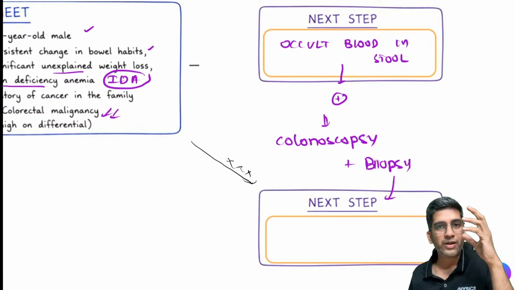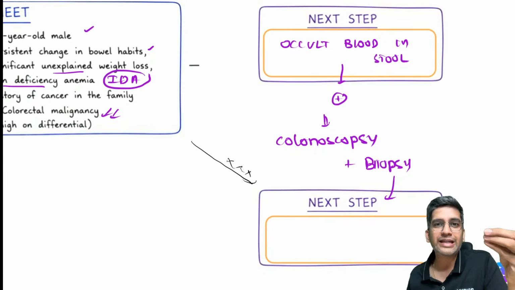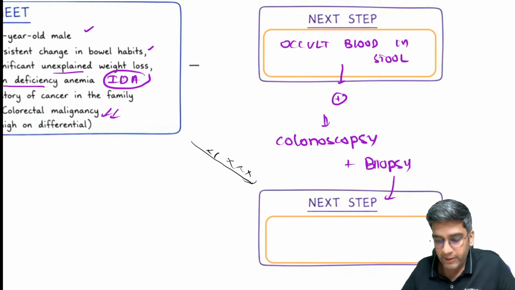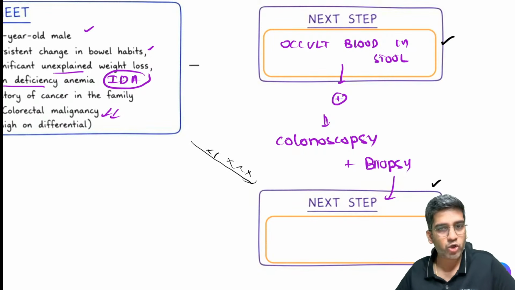I'm not denying that. You might be right. It might be a cancer only, but it's still better to do a non-invasive test to be more confirmatory before putting a colonoscopy, because it's a painful invasive procedure, right? So no direct here. Do occult blood in stool, then do a colonic biopsy, right?